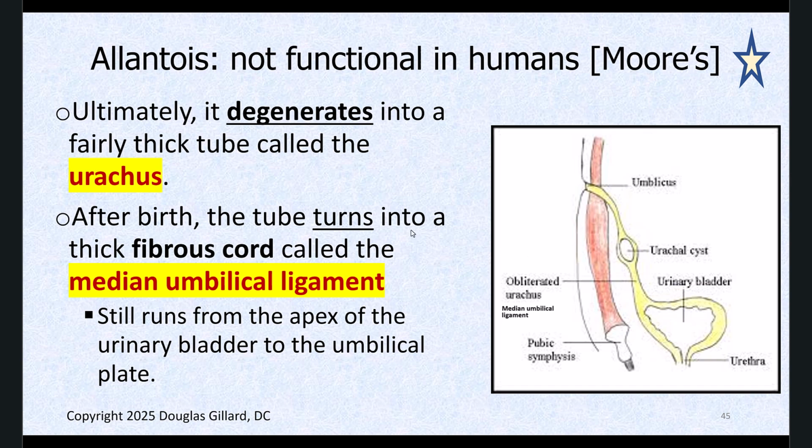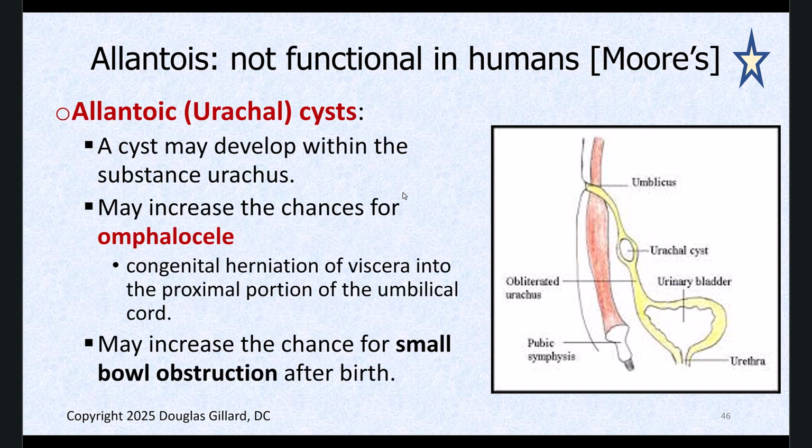And that's not a good thing. They can also increase the chance for omphalocele. So these urachal cysts or allantoic cysts increase the chance for omphalocele and increase the chance for small bowel obstruction. And we'll look at those again when we talk about Meckel's diverticulum, because a similar type of cyst can occur there.